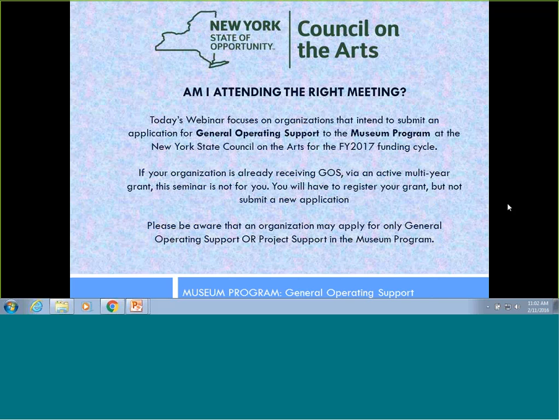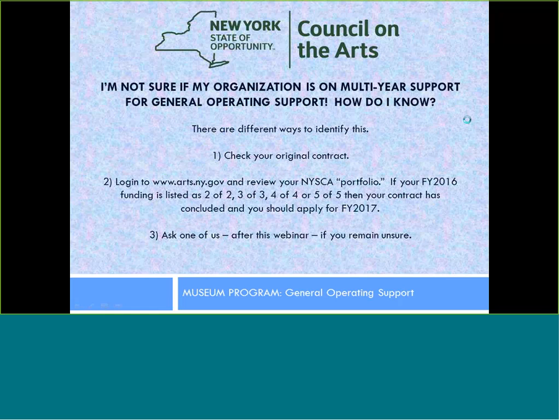If your organization is already receiving general operating support through an active multi-year grant, then this seminar is not for you. You will have to register that grant, but you will not have to submit a new application. Today is about those organizations submitting new applications. And please be aware that any organization applying for or receiving general operating support may not apply for project support in the museum program. It's either general operating support or project support in museums.